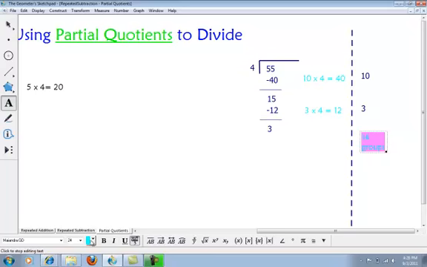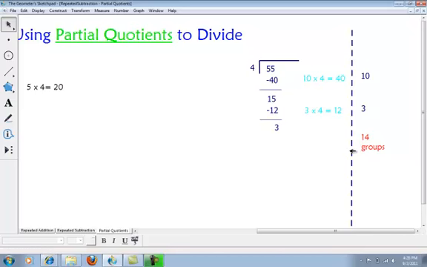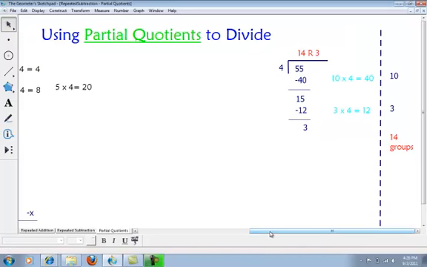Now, can I make another group? I only have 3 tiles left, so I'm not going to be able to make another group. So that means that the answer to this division problem is 14 with a remainder of 3. And I can write that up here like this, 14 with a remainder of 3. And that's how I use partial quotients to do long division.